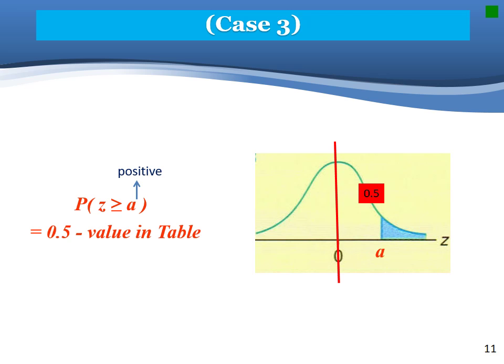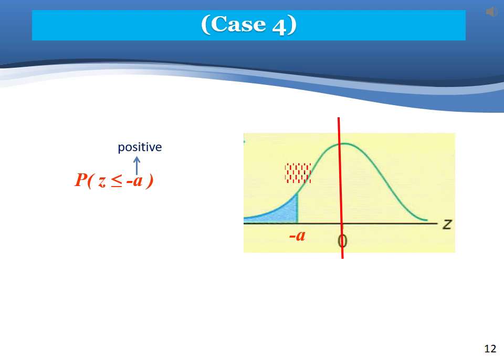When z is bigger than a positive number, the area, the probability, will be 0.5 minus the value in the body of the z-table. When z is smaller than a negative number, the area, the probability, will be 0.5 minus the value in the body of the z-table.